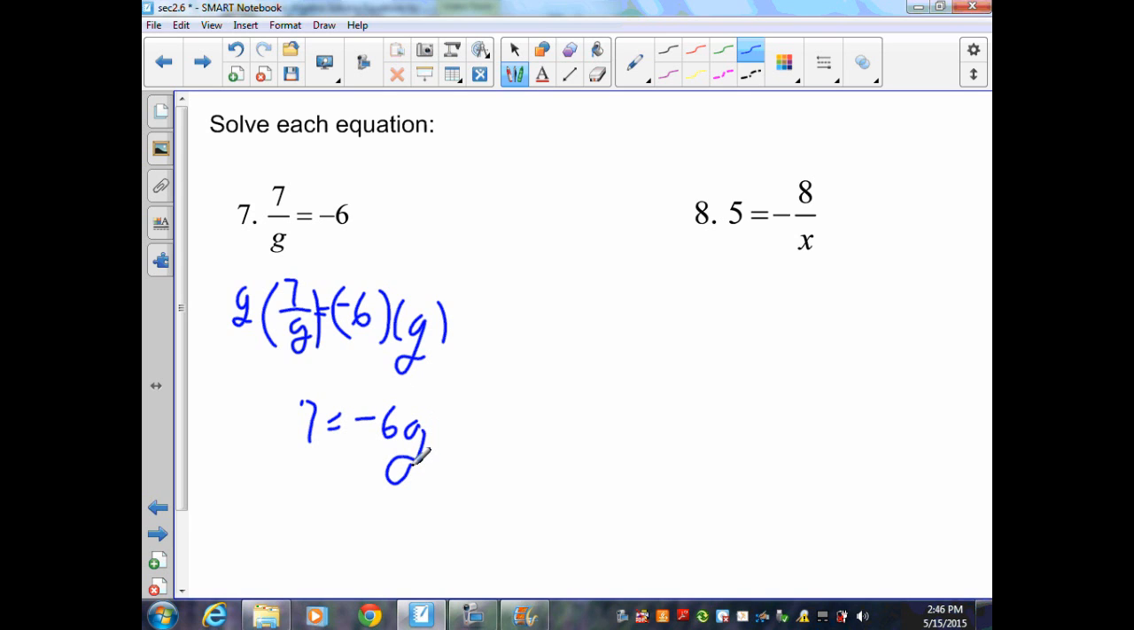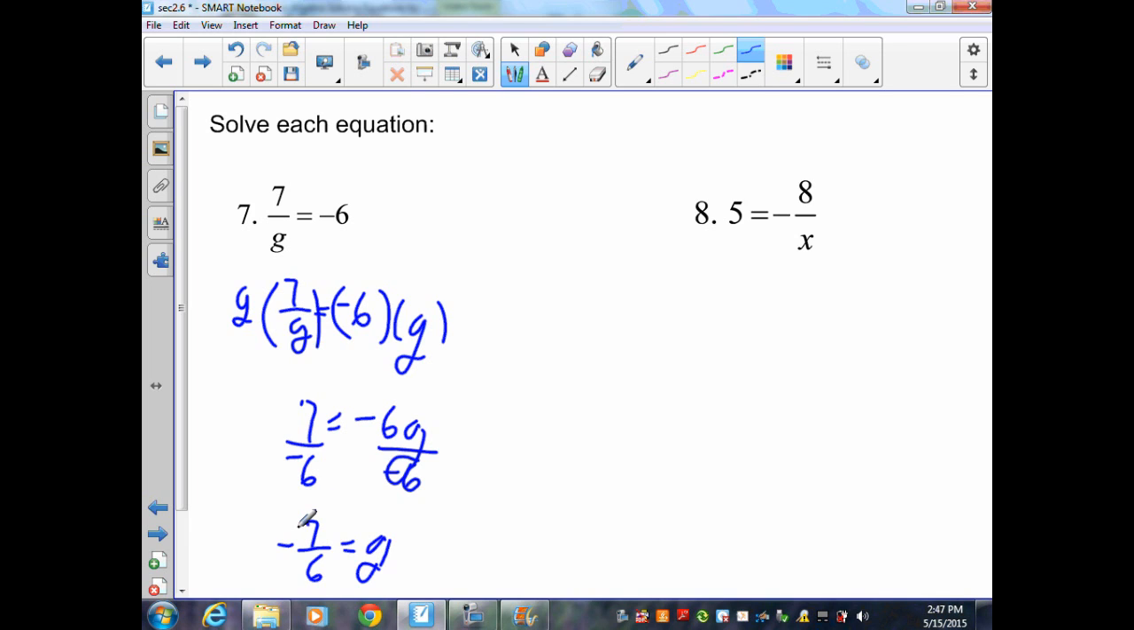Now I go back to my regular rules. Again, I start on the side with the variable, which is here. What's happening to my variable? A negative 6 is multiplying it. I'm going to use inverse and divide both sides by a negative 6. And that gives me a solution of 7/6, but it happens to be negative. And that is equal to g. g equals a negative 7/6.